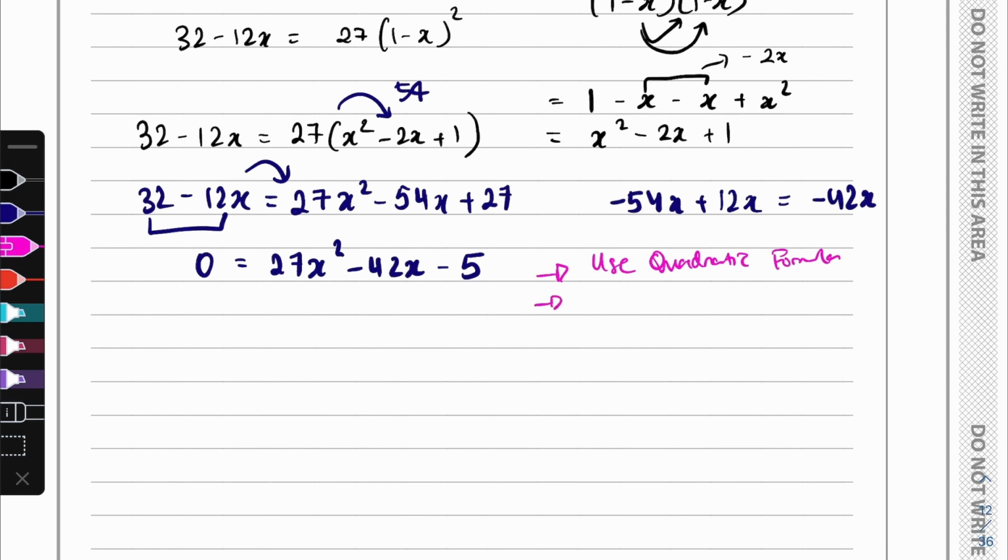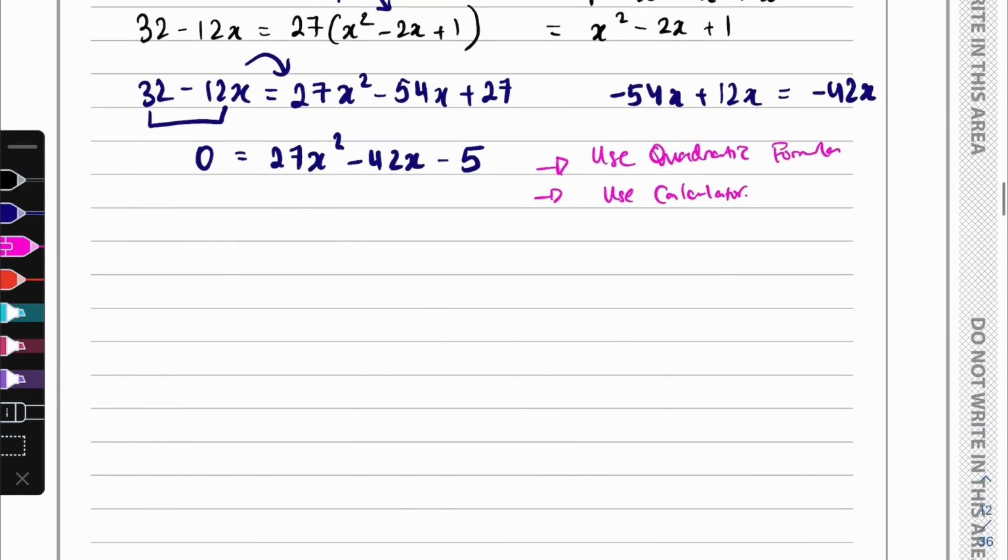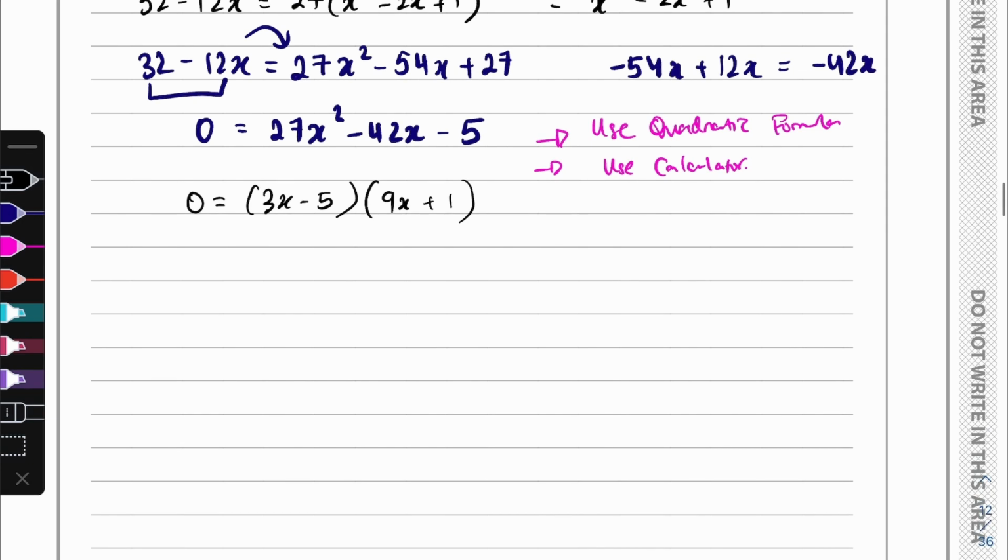We can use completing the square, or we can use a calculator to give us the value, or we can factorize it. In that case, 0 equals 3x minus 5 times 9x plus 1. If you use the calculator, you'll get the values directly. So you get 3x minus 5 equals 0, so x equals 5 over 3.